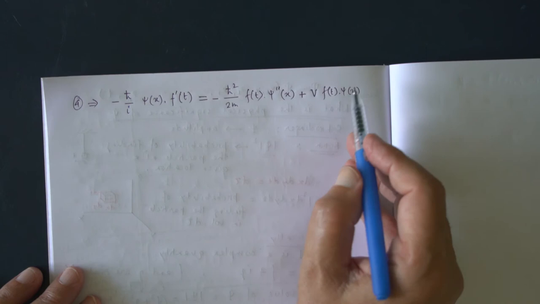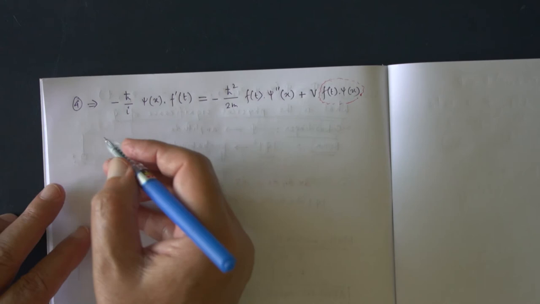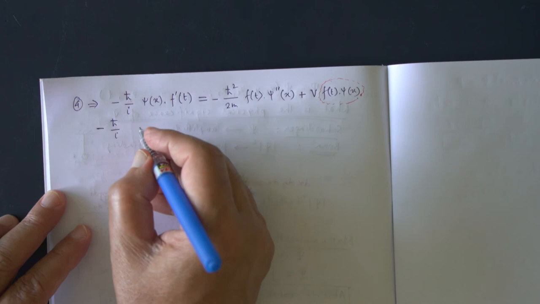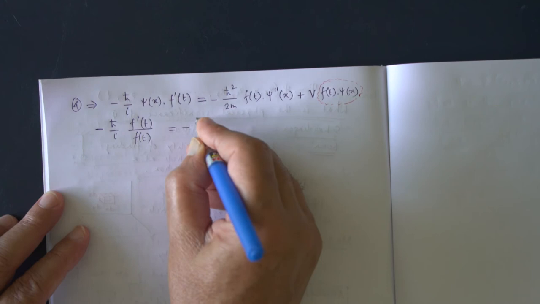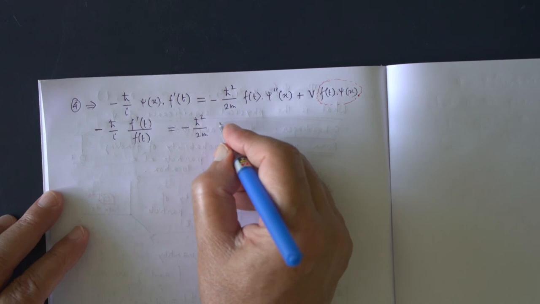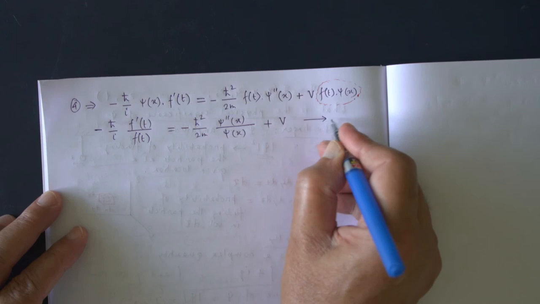Now we divide both sides by this. Dividing both sides by this, what we get? Minus h bar by i, psi(x) cancels, so f dash t by f(t) equal to minus h bar square by 2m, so f(t) cancels, we get psi double dash x by psi(x) plus V. This is equation 6.